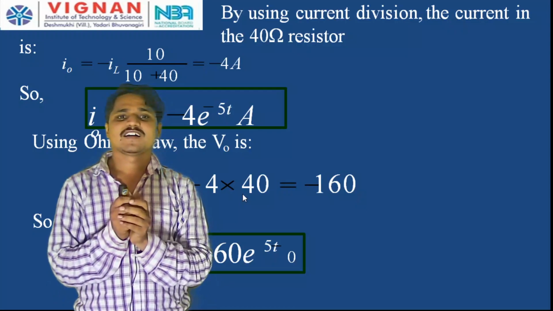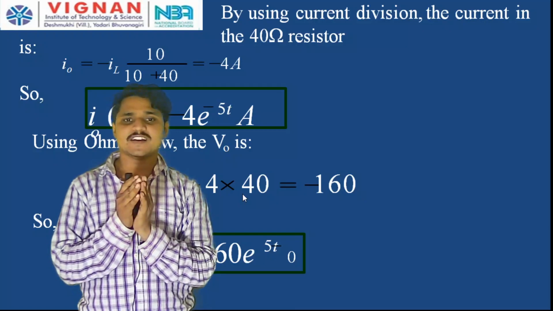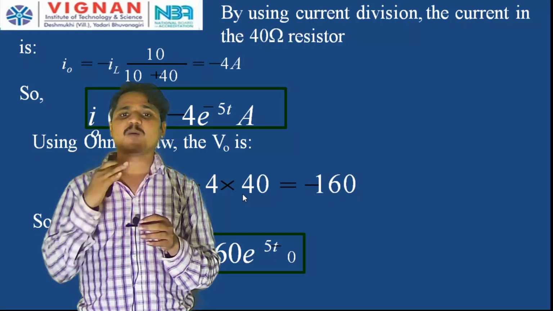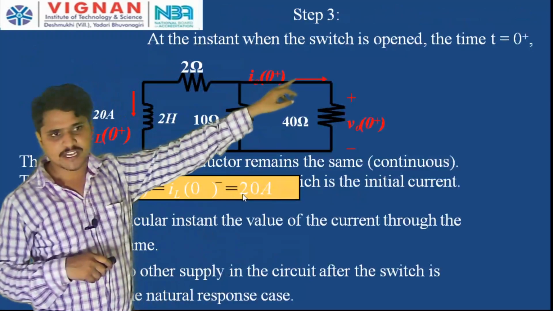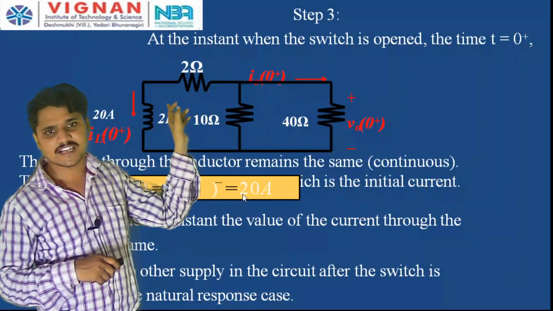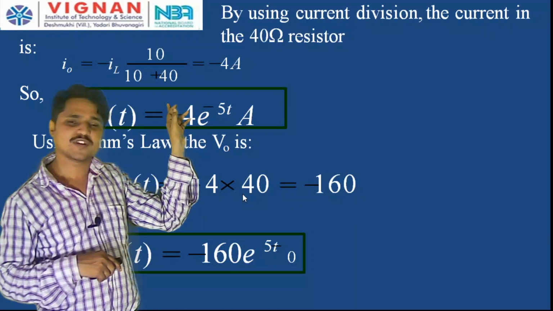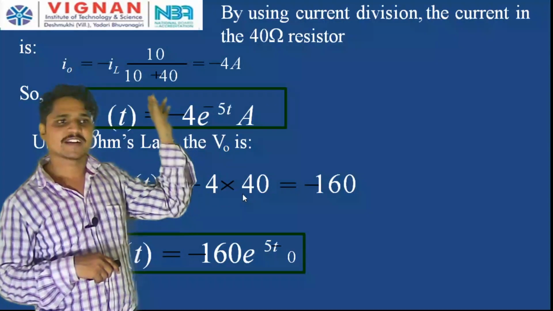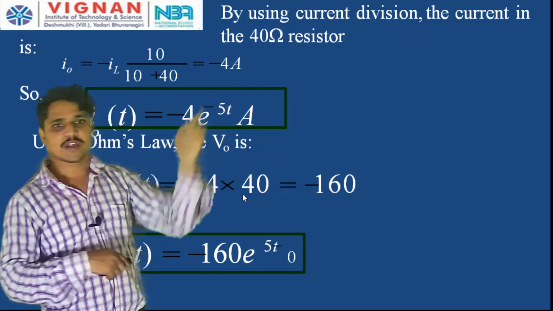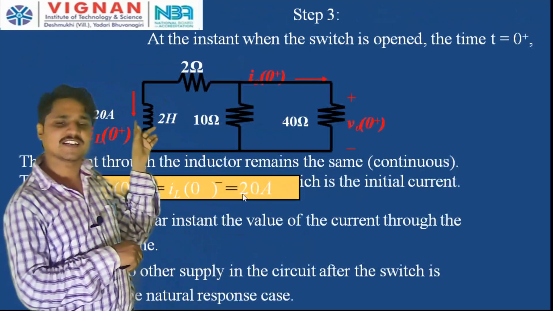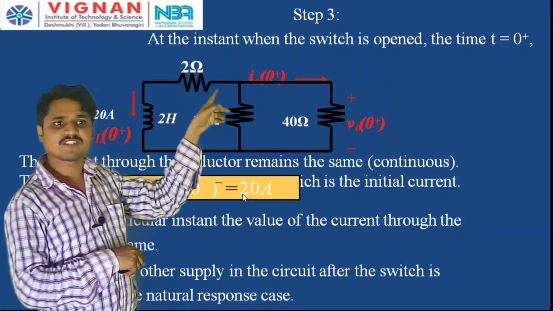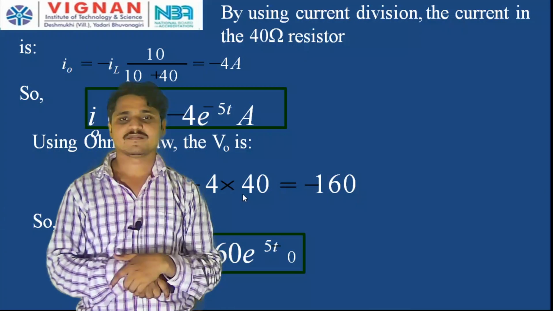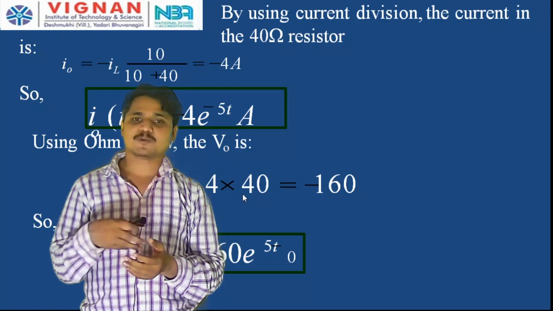What is the current division principle? The current flowing through any of the parallel connected elements is equal to the total current into the opposite resistance by the total resistance. Therefore, to find this I naught: the total current, the inductor current, is 20 amperes, because IL of 0 plus is IL of 0 minus. Into the opposite resistance, which for the 40 ohm resistor is 10 ohm, divided by the total resistance, 10 plus 40. Then you will get minus 4 amperes. The inductor current flows in the anticlockwise direction, but we are applying Kirchhoff's current law at this node, therefore I am taking minus IL here. Please observe that if you take the current in the opposite direction, you have to take the negative sign.